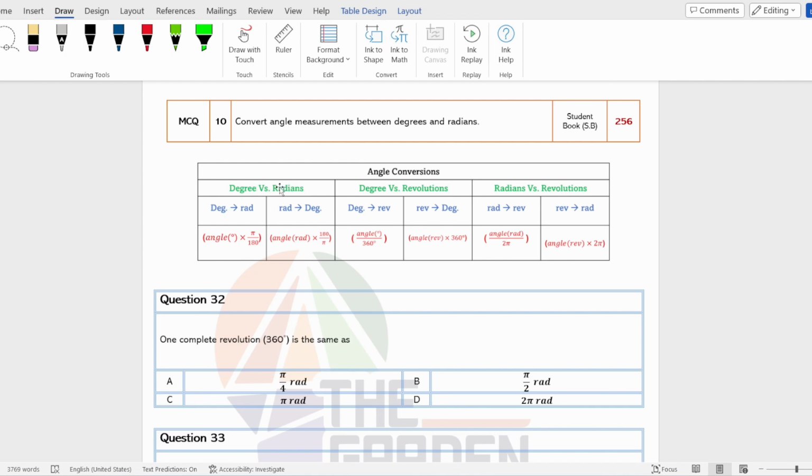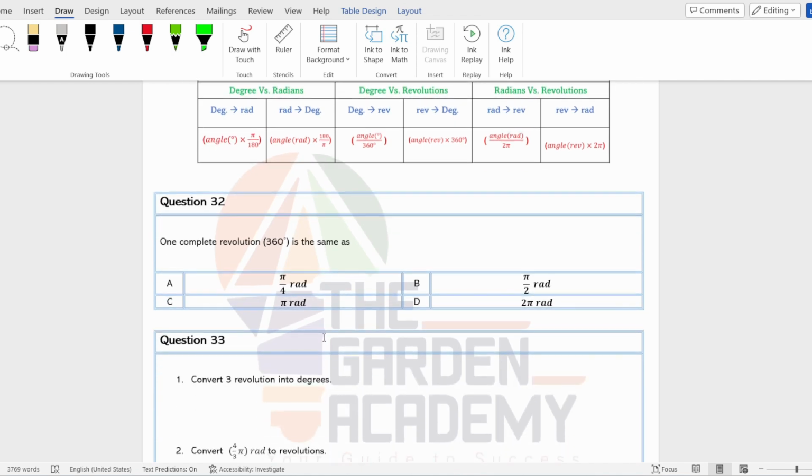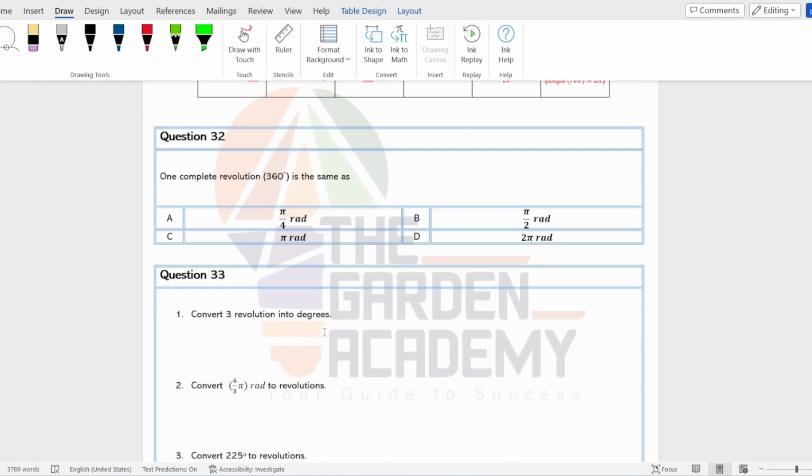to degrees, or from degrees to revolutions or revolutions to degrees, and from radians to revolutions or from revolutions to radians. Let's take the following question. Question 32. بحكي لنا one complete revolutions which is equal to 360 degree is the same as. طبعا معطينا كل الأجوبة بالراديانس, so we want to find or we want to convert this value from degrees to radians. How to convert from degrees to radians?